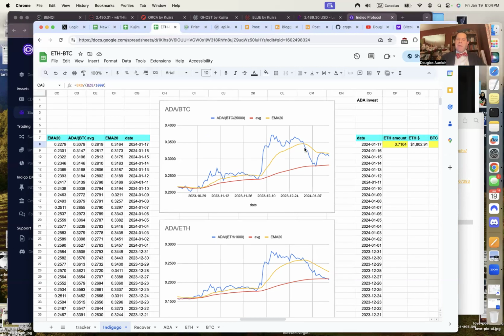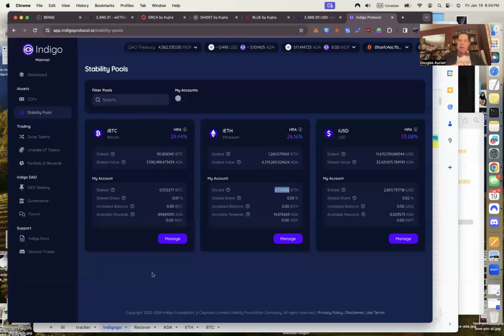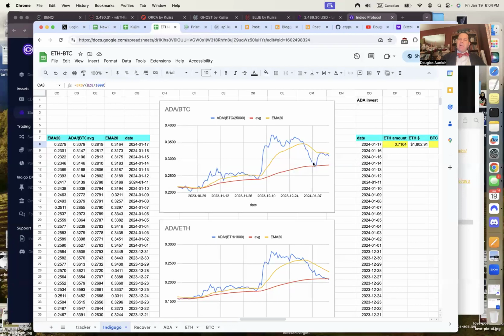What happens when the ratio of ADA to Bitcoin goes below the EMA 20? Do I trade my Bitcoin to ADA? No, I don't. But unlike Ghost, Indigo pays APYs in ADA, not in Bitcoin or Ethereum. So they're paying in their native token, ADA. So when the value of ADA is below Bitcoin or Ethereum, I accumulate those yields and hold off on buying Bitcoin or Ethereum.